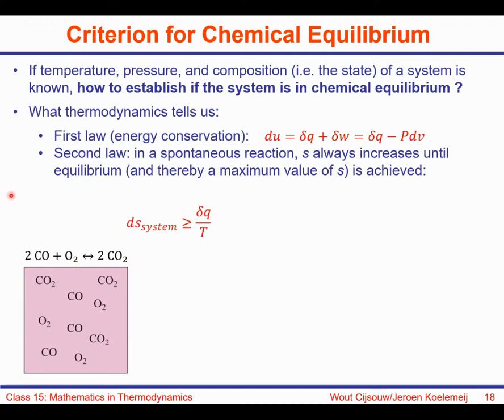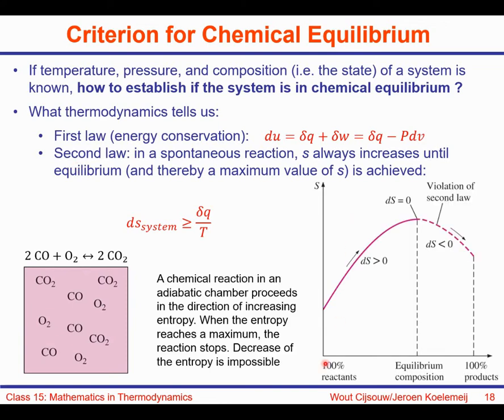Now let's try to answer this question with the help of thermodynamics. Well, we have the first law of thermodynamics, which is energy conservation, which for a closed system reads as follows. And we have the second law of thermodynamics, which comes in different incarnations. One way is a verbal way, saying that the entropy S always increases until equilibrium is achieved, and thereby reaches a maximum value of S. But you can also phrase it in terms of the Clausius inequality. And I'm writing this here because we will use it later on the next slide.